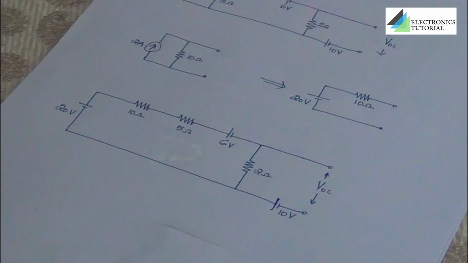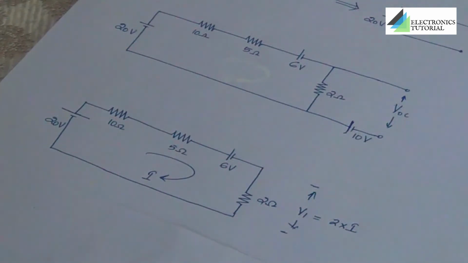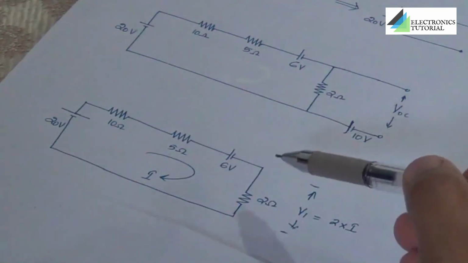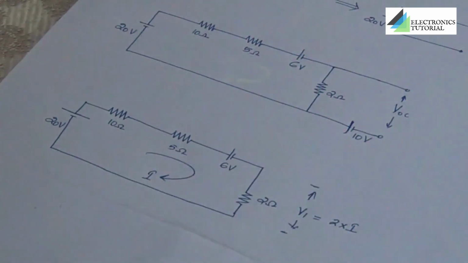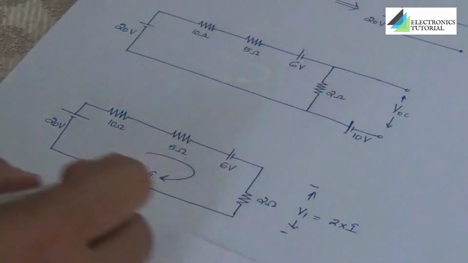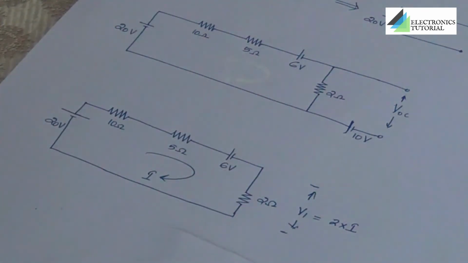We know V is equal to I into R. Here current should be found out and the value of R is 2 ohm. So we can represent V1 as 2 into I. The circuit consists of more than one voltage source, so it is not easy to find the value of current. In order to get the value of current, we are applying Kirchhoff's voltage law here also.